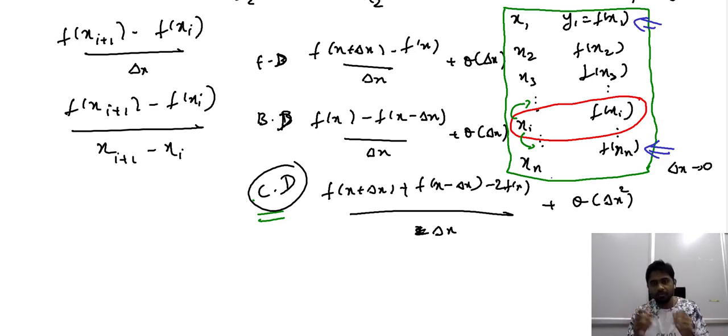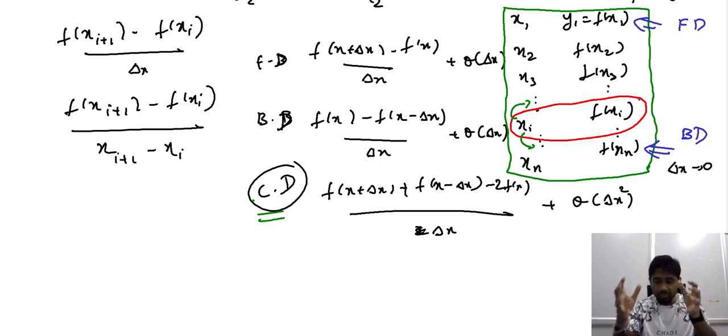In that case, for x1 we are forced to use the forward difference scheme, and for xn we are forced to use the backward difference scheme. So when we are handling a set of data and want to find its derivative, even though we can use central difference for most of the data points, the first and the last data points pose a problem. For the first data point, we can only use forward difference. For the last data point, we can only use backward difference.